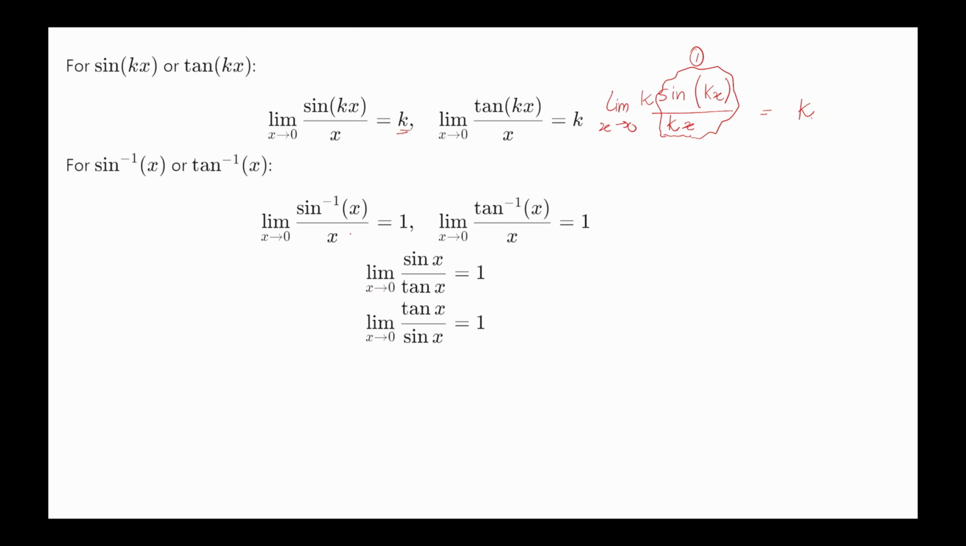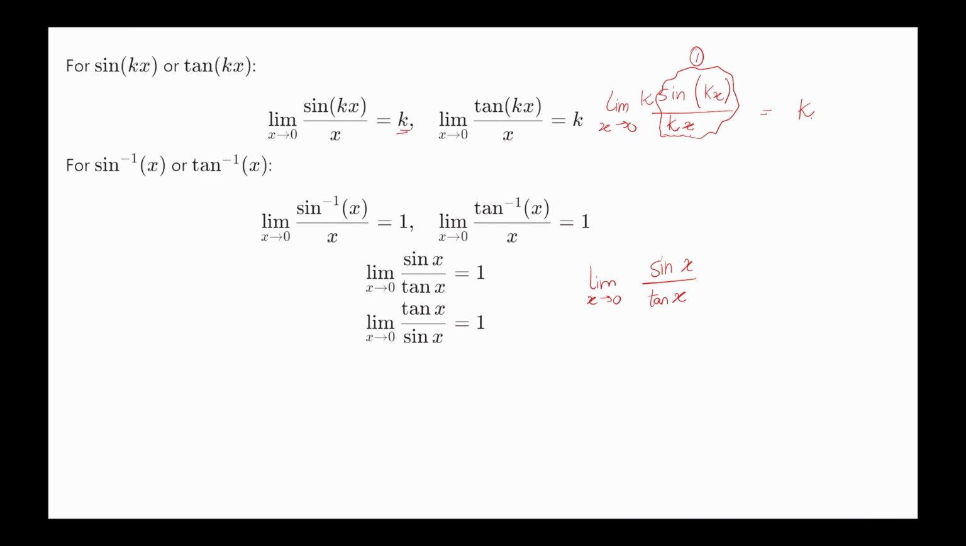So for sine inverse x, also the same kind of standard limit works, where we have limit x tending to 0, sine inverse x by x becomes 1, limit x tending to 0, tan inverse x by x becomes 1. Now if you look at this example, limit x tending to 0, sine x by tan x, this is 1. So basically, if I was to show you the proof of this, I'm having sine x by tan x.